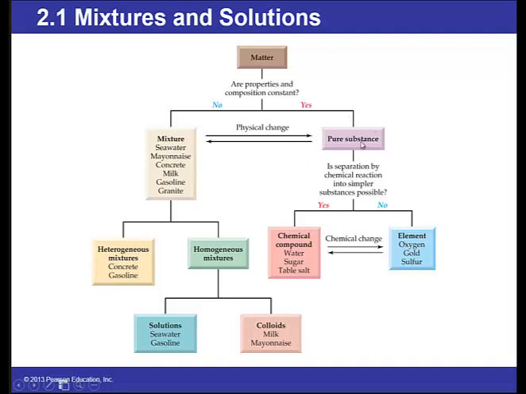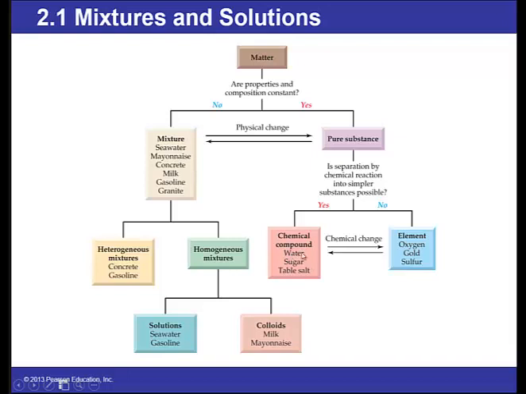If you have a pure substance, you can ask another question. You can say, is separation by chemical reactions into simpler substances possible? The answer would be yes or no. If it's yes, then it's likely that you have a chemical compound rather than an elemental form. If the answer is no, then it's likely that you have an elemental form of that substance.